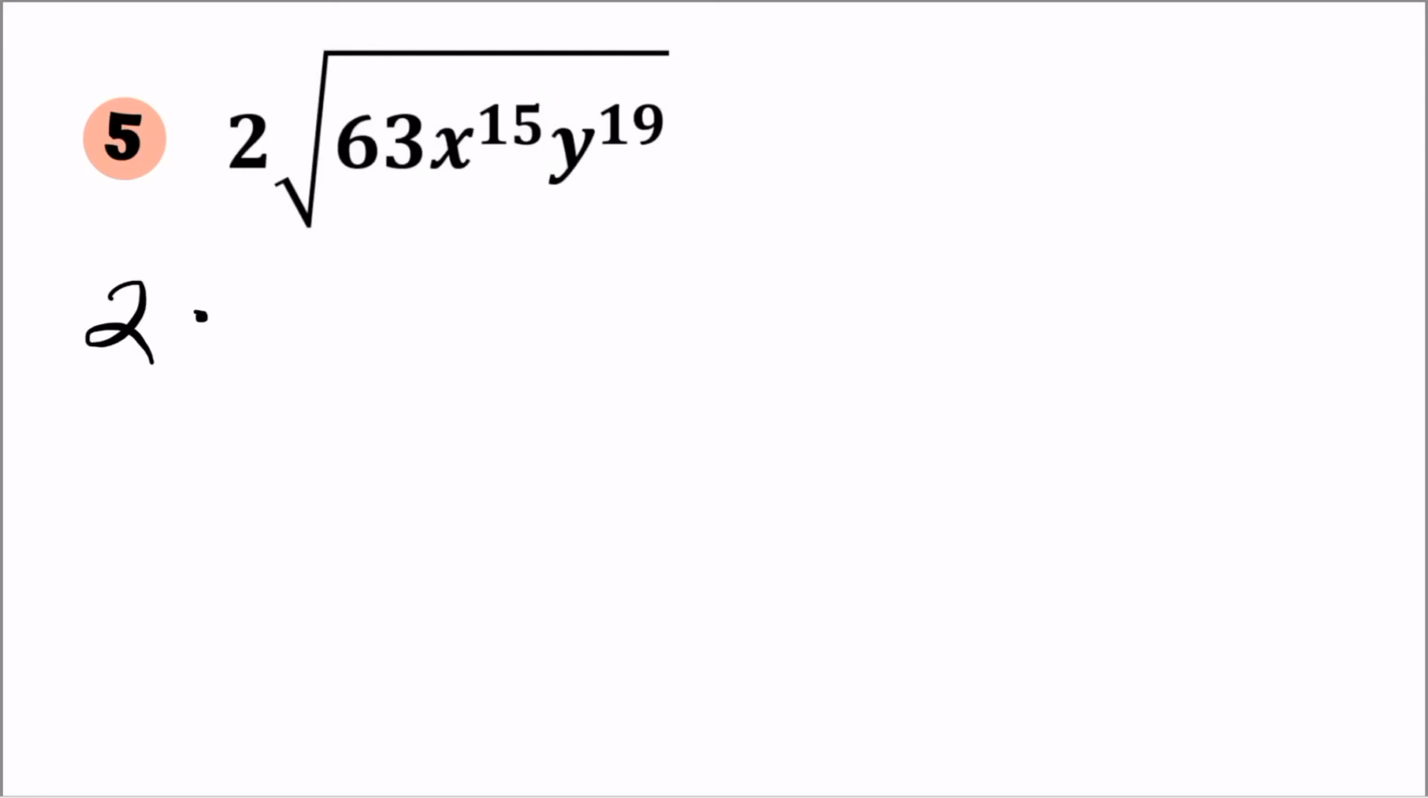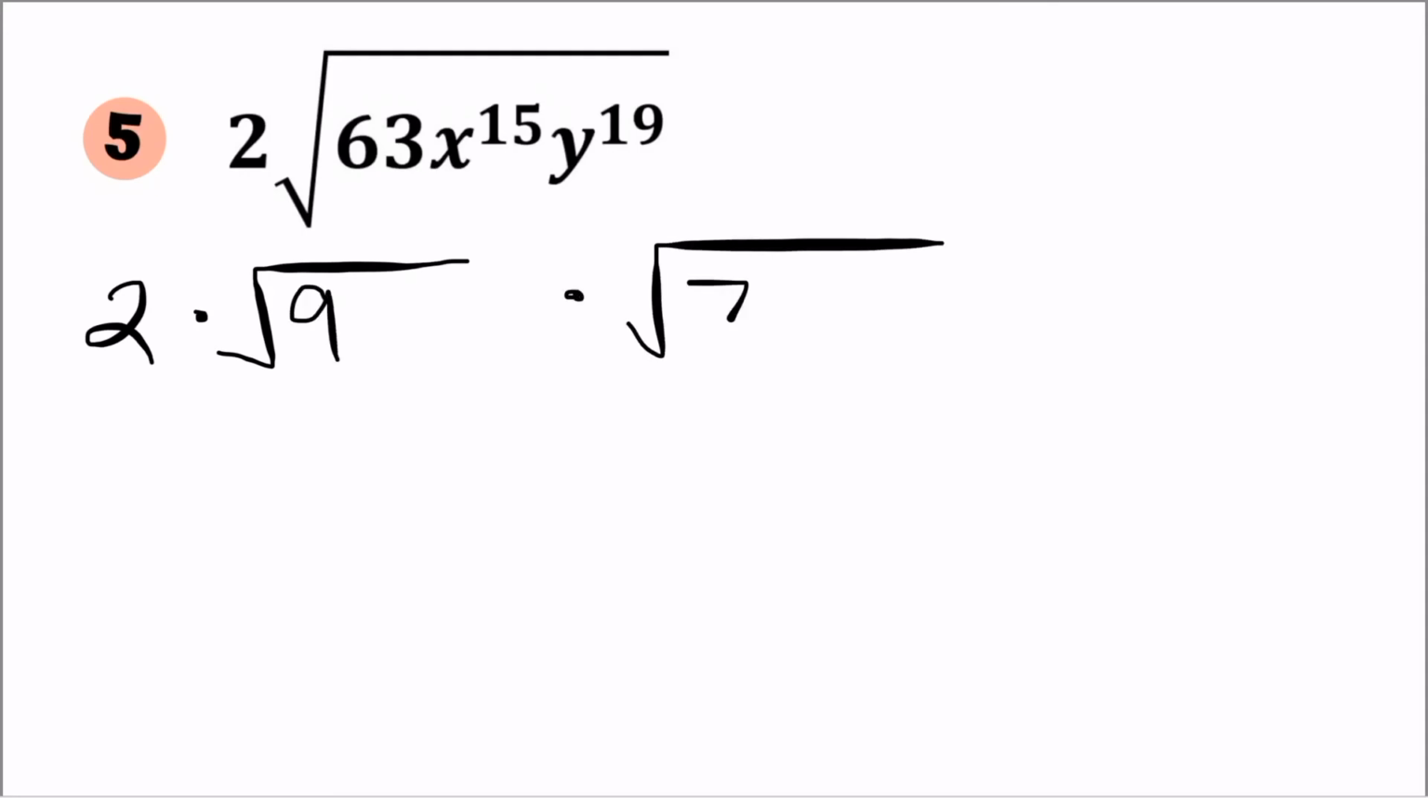Then I need to break down the square root of 63. I can rewrite the square root of 63 as the square root of 9 times the square root of 7. And I'm leaving a little bit of room on the inside for my variables.